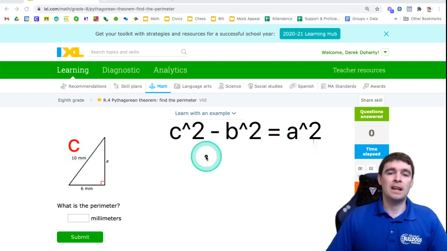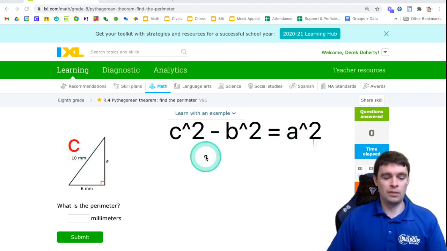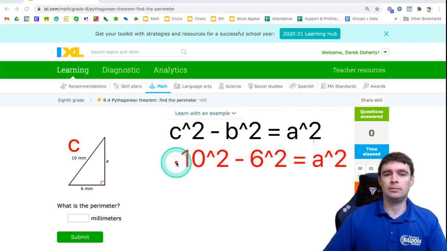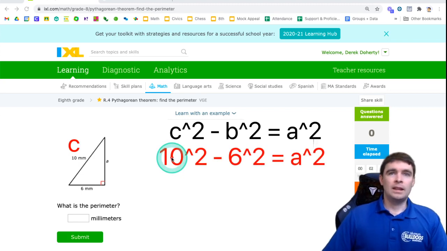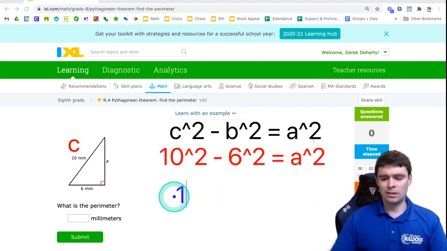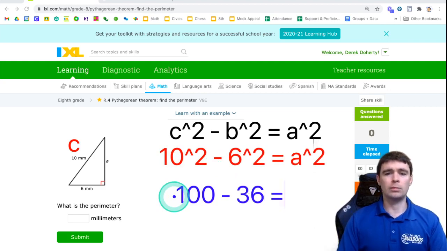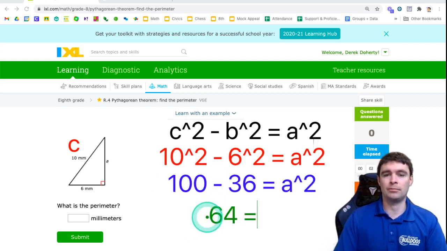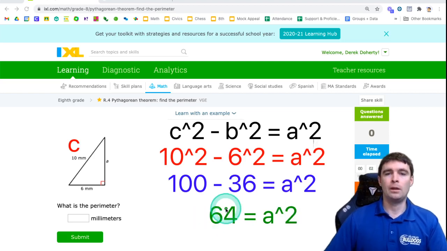I'm going to plug in my 10 for C here, and we'll do this in red for the first one. 10 for C. And then B is going to take the 6. So I get 10 squared minus 6 squared is equal to A squared. And then at that point 10 squared would be 100, 6 squared would be 36. So in blue here we see this should be getting familiar to you by R4. We just square the sides first. In this case, since we already knew the big side, we're subtracting those squares. 100 minus 36 is my next step, and that gives me 64.